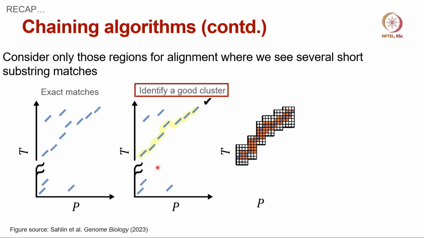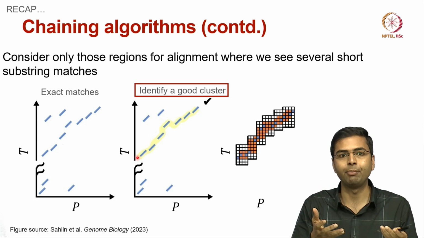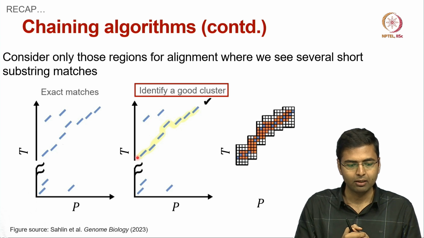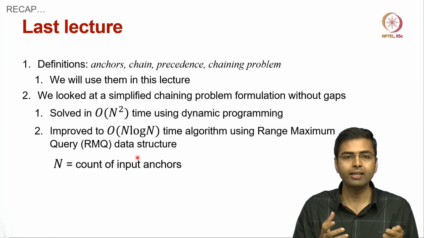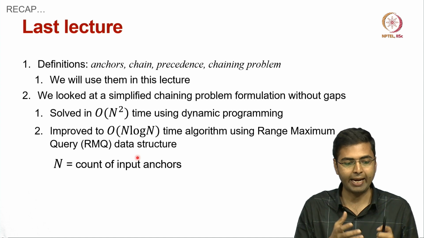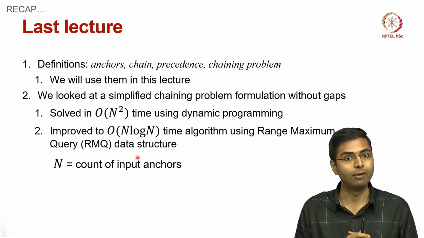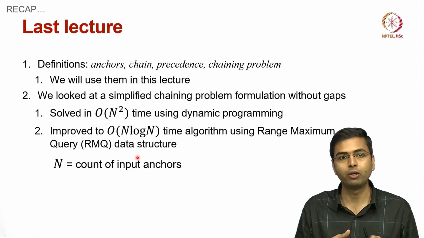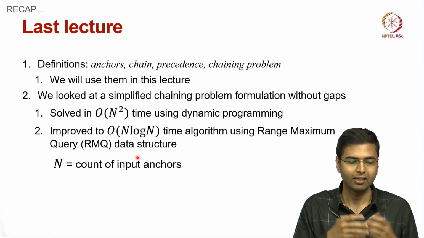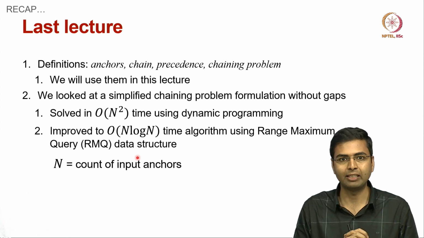So we have been looking at chaining algorithms. In the last lecture we started the discussion of chaining algorithms, where we are trying to look at the cluster of those exact matches that can be joined to form a high scoring alignment. In the last lecture, for example, we gave important definitions. For example, anchors, we defined a chain, we defined precedence, and we also gave a definition of the chaining problem. We'll use these definitions for this lecture as well. So if you didn't have a chance to review last lecture, please go and make sure that you understand these definitions.